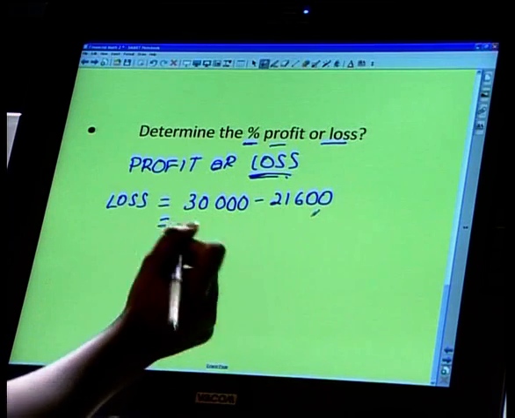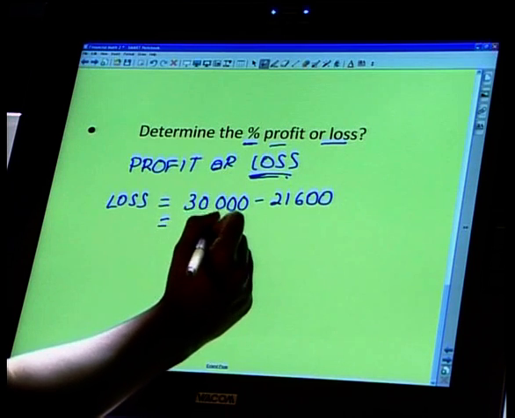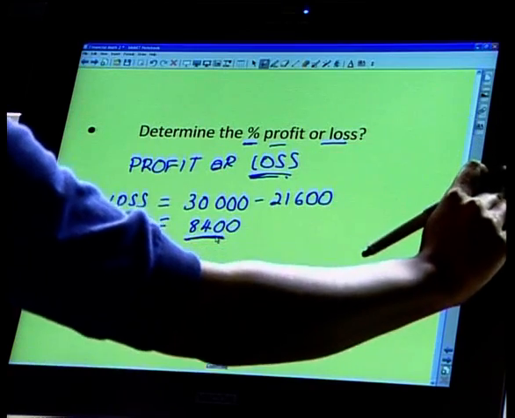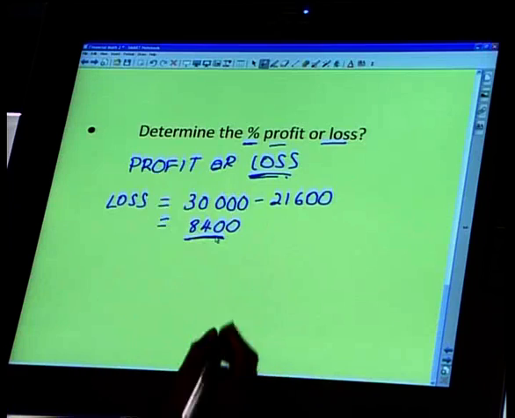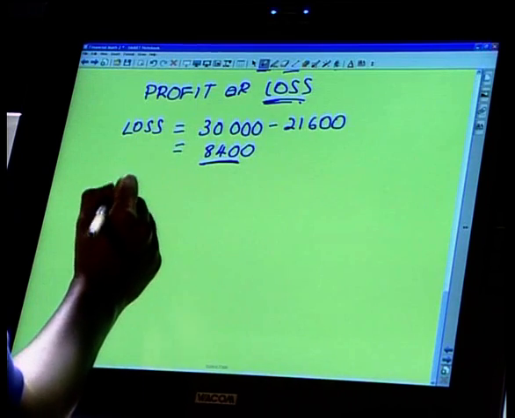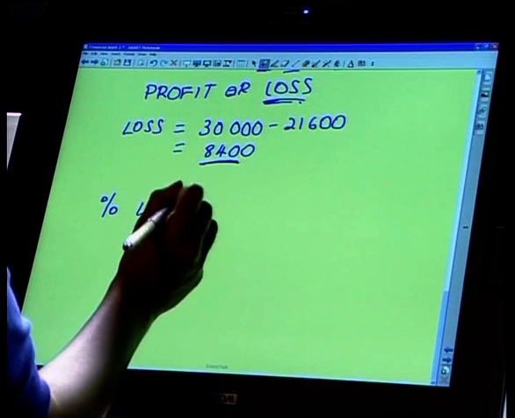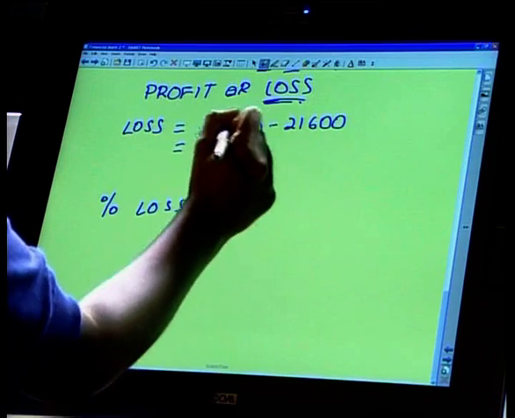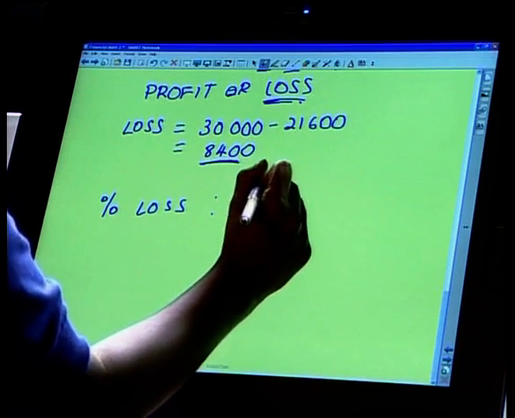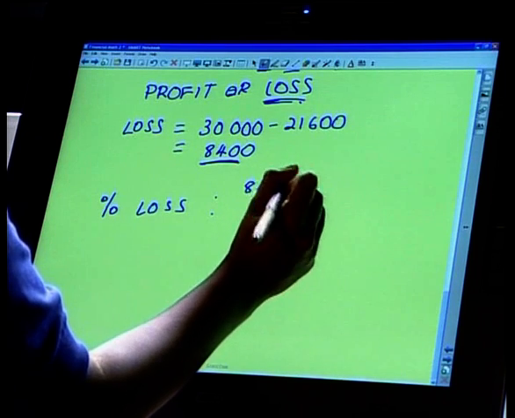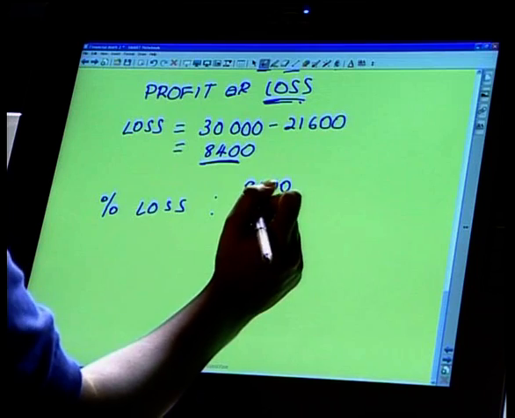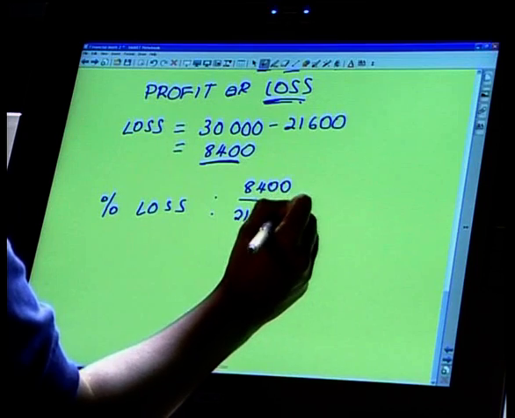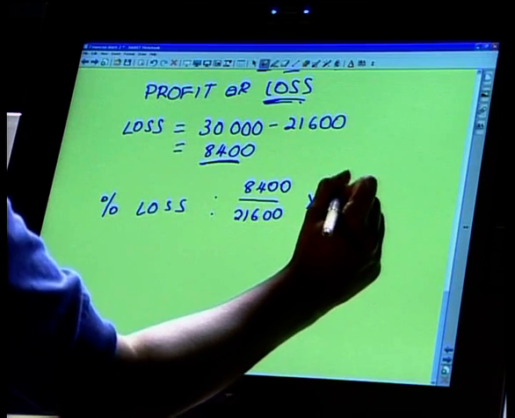30,000 minus 21,600 is 8,400 Rand. So they made an 8,400 Rand loss. That's the amount of the loss. So to work out the percentage loss, we have to take the amount of the loss, which is 8,400, divided by the income, which was 21,600, and then times that by 100.